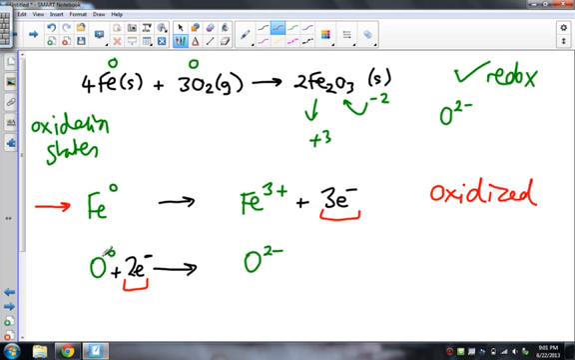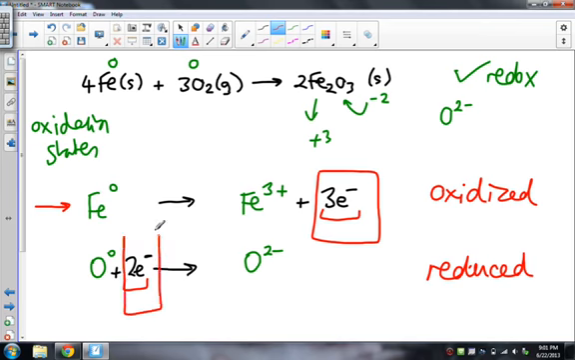On the other hand, this O0 has gone to O2 minus. It's gained electrons. It's been reduced. So anytime you're writing things like this out, anytime you have electrons on the right-hand side, that means whatever you're talking about here has been oxidized. Whenever you have electrons shown on the left-hand side, it means whatever you're talking about here has been reduced.